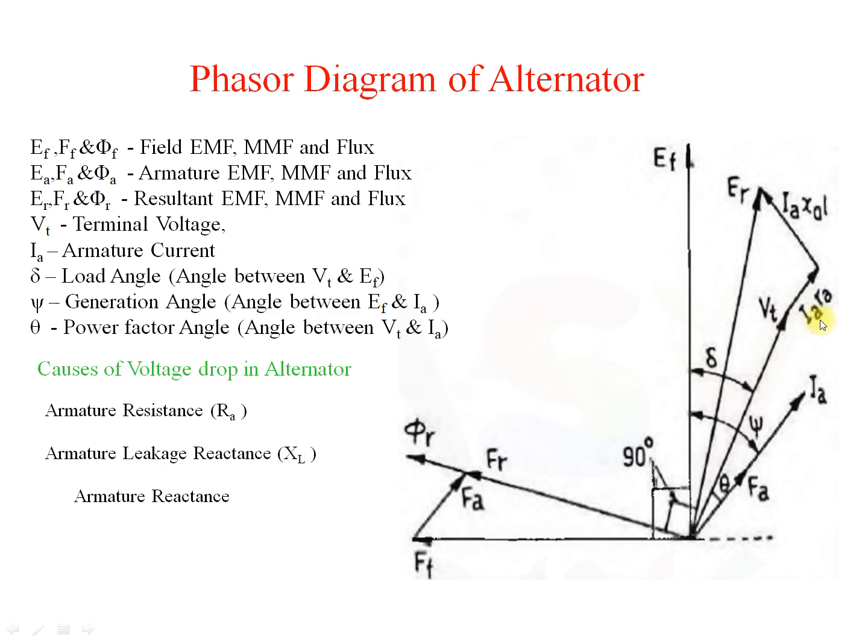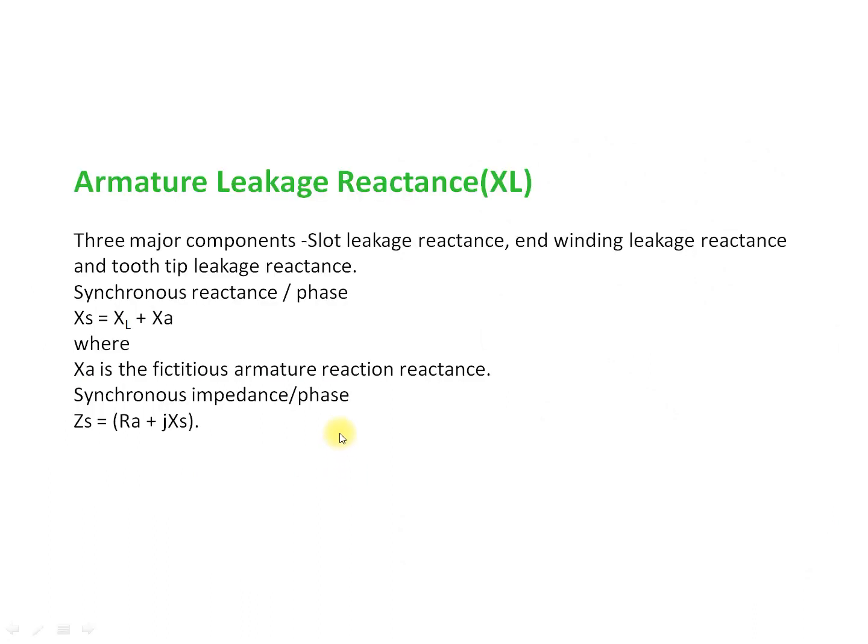So we draw this IARA in parallel with this IA, and IAXAL, which is the armature leakage reactance drop. The leakage reactance is a main function in a particular leakage reactance. It may have three major components: slot leakage reactance, end winding leakage reactance, and tooth tip leakage reactance.